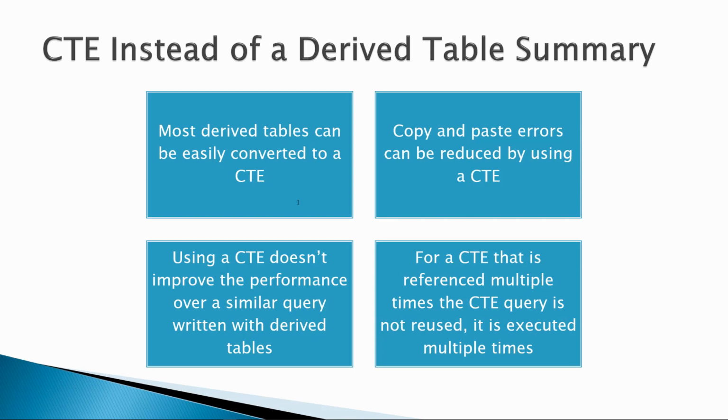Using the CTE does not change the performance at all over a similar query written with derived tables. They perform exactly the same. For a CTE that is referenced multiple times, that CTE query is not reused. It is executed multiple times. So just like in the derived table example, where if you had two subqueries, they each got run once, in the CTE example, two references to the CTE means that same CTE is going to get run multiple times.